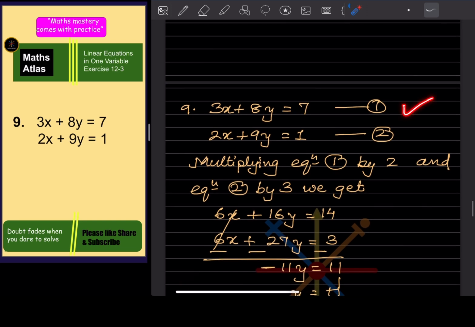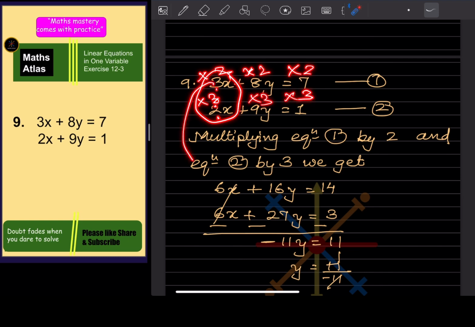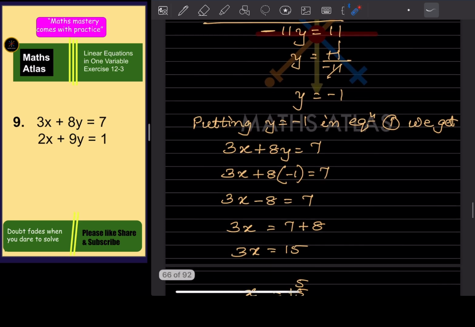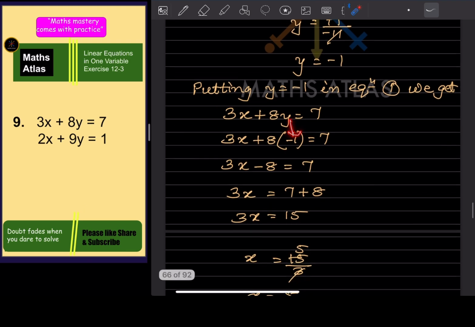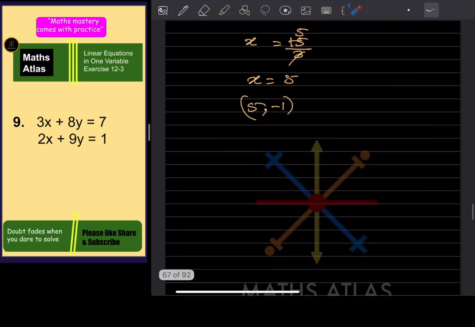So now this is the same equation like the question number 1 and 2. So here you don't need more explanation. Only the thing is here you can see 3 and 2. So we are going to multiply this by 2 and this by 3. Same here. And we get these equations. So here the value of y is minus 1. Putting y is equal to minus 1 in equation 1, we get the value of x is 5. So this is x and this is y. So this is the solution.